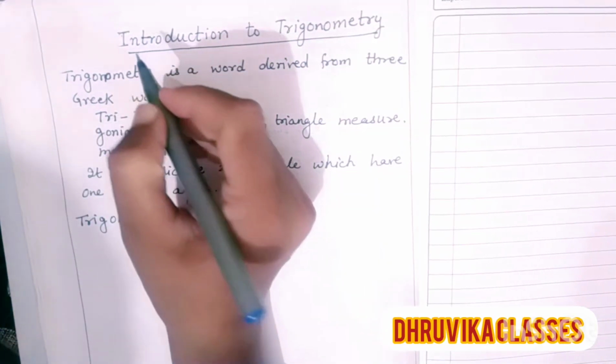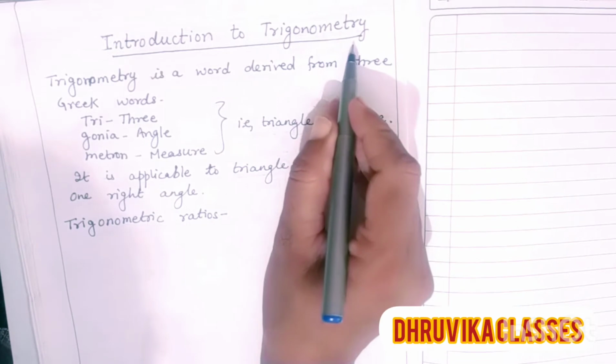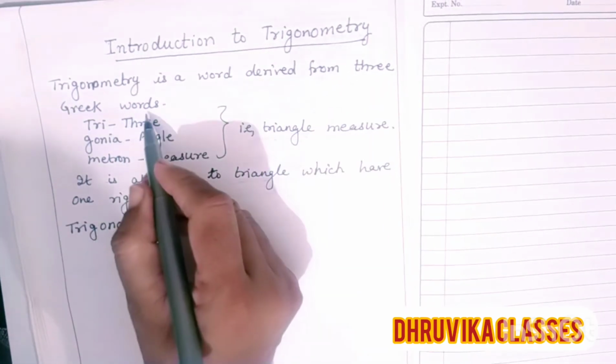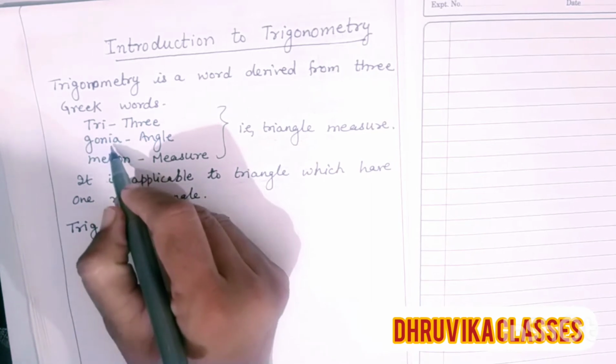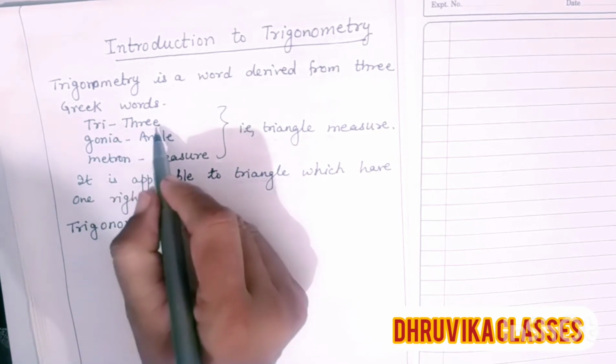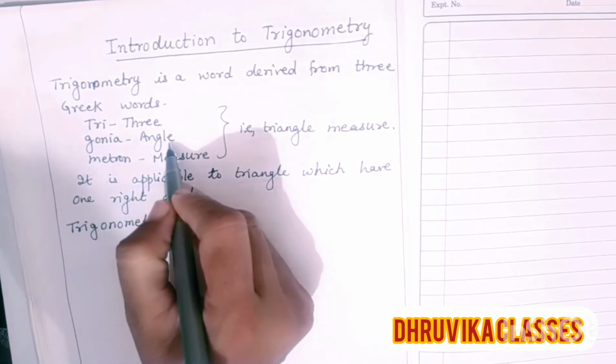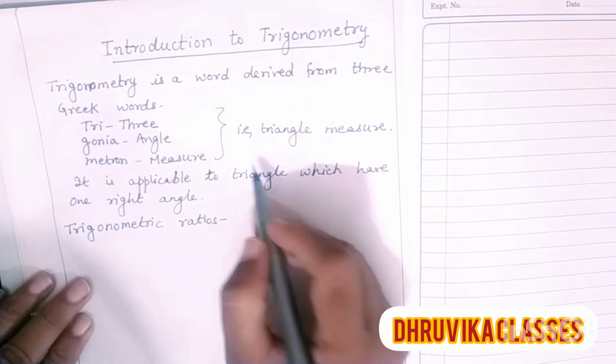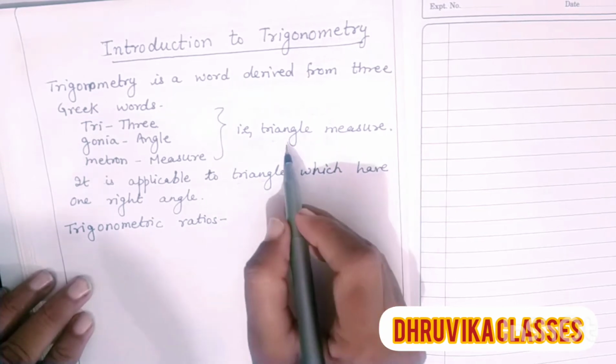Today's topic is Introduction to Trigonometry. Trigonometry is a word derived from three Greek words: trigonia, metron. Tri means three, gonia means angles, metron is measurement. That is the measurement of triangle, or triangle measure.